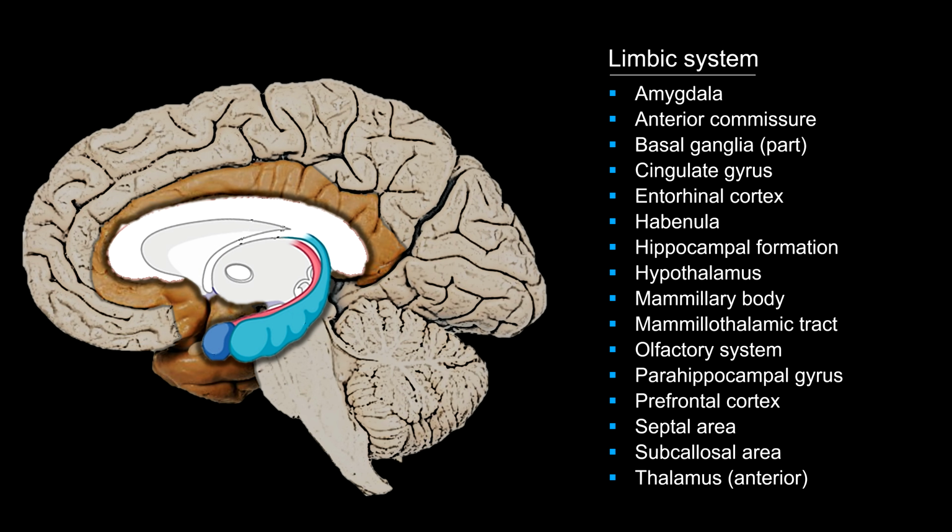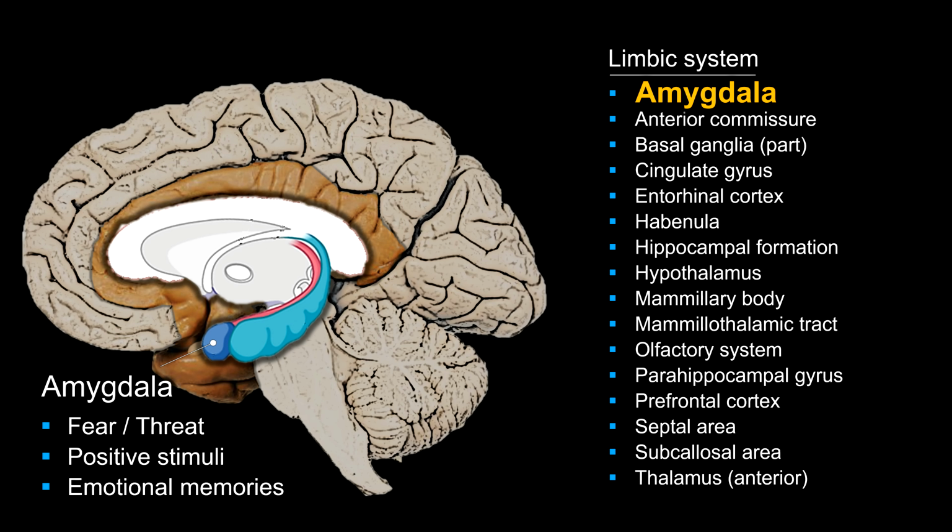There are many subcomponents to the limbic system. Not everybody agrees on what's included within the limbic system, but there are some key components listed on this list that we can see quite well on MRI, such as the amygdala and the hippocampus. So with the amygdala, that's an almond-shaped structure that's sitting anterior to the hippocampus. Its chief function is regulation of fear and threat response, as well as some positive stimuli and formation of emotional memory.